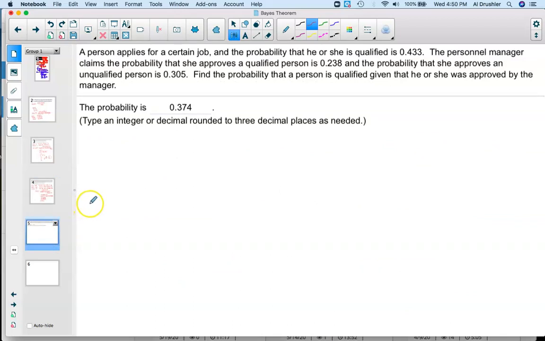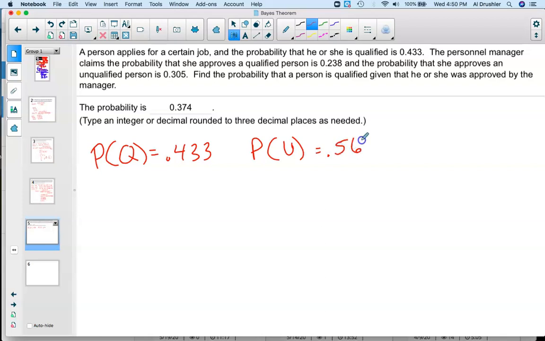A person applies for a certain job, and the probability that he or she is qualified is 0.433. All right, so I'm just going to call that Q, probability qualified, 0.433. We may need unqualified, so I'm just going to put that now. So the probability the person's unqualified is 1 minus 0.433, and that is 0.567. So in case we need that.